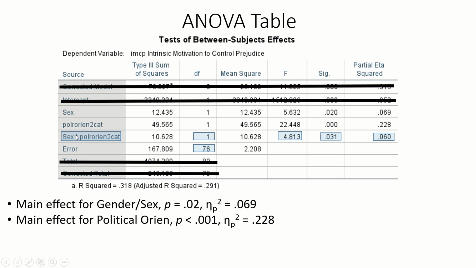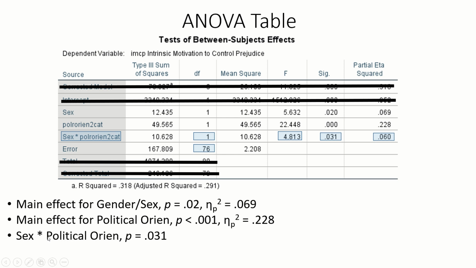And so you see sex, and then you have a little asterisk, and then political orientation, the variable name here. An asterisk sometimes stands for multiplication. So this is sort of like sex multiplied by political orientation. It's symbolizing the interaction, the sex by political orientation. And we see that for this interaction term, our sig value is 0.031. And so our sig value here is significant.